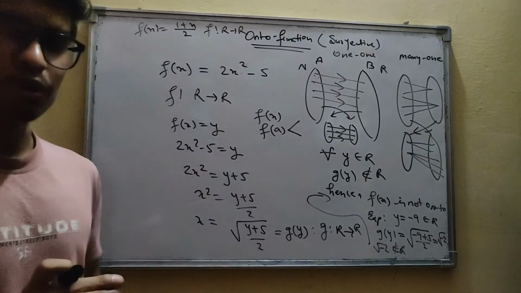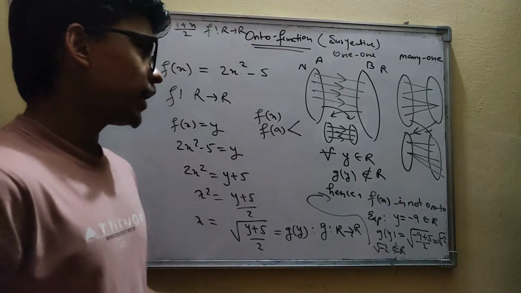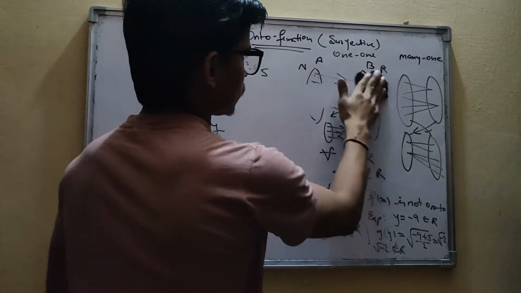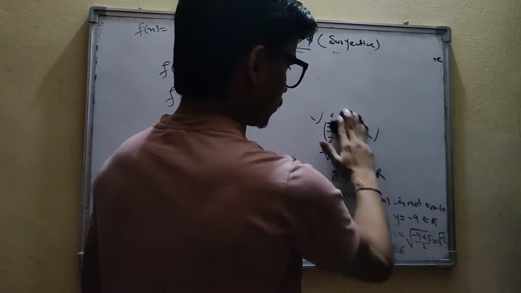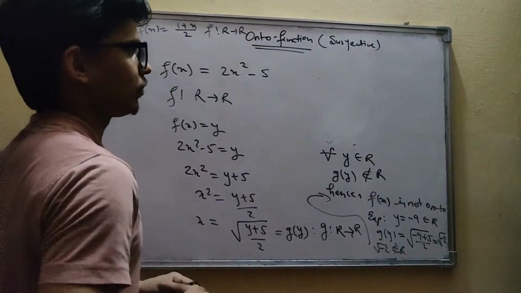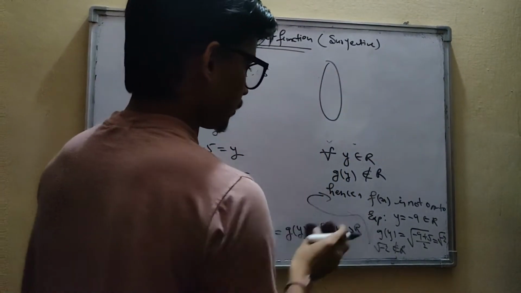Now let's check about the onto function. What happens with an onto function? How does the inverse of an onto function exist? Means why should a function be onto, right? Now for understanding purposes, let's just drop everything.